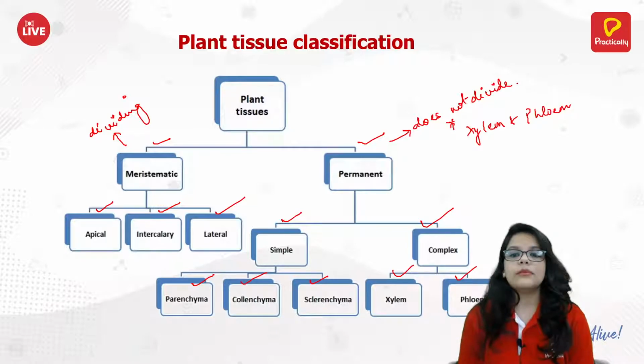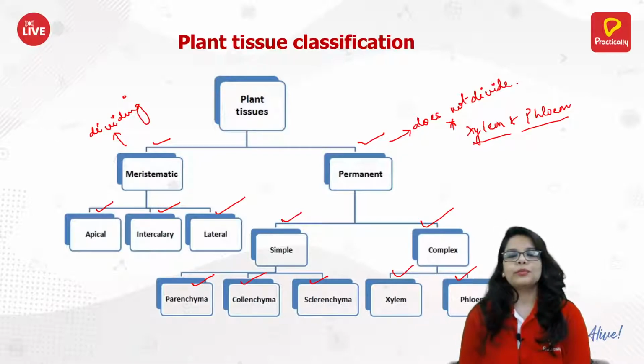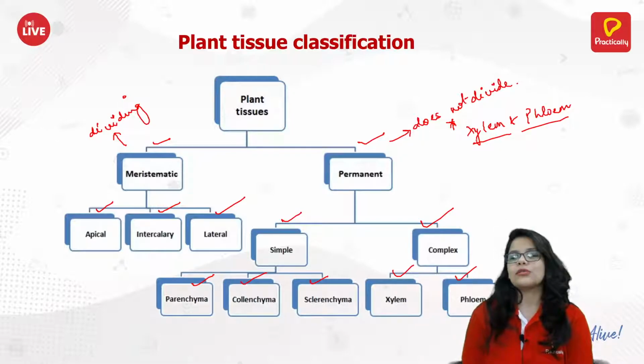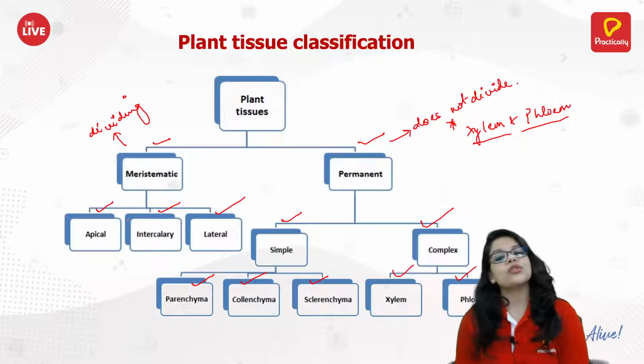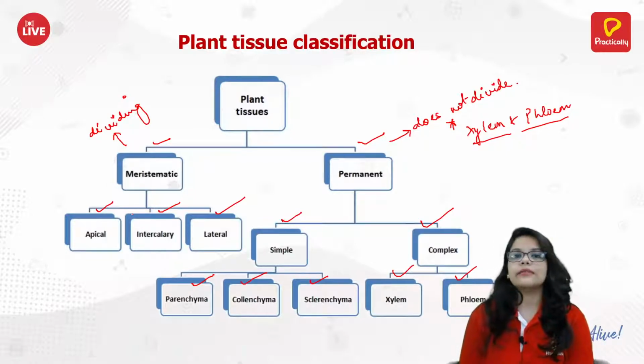Okay, so xylem and phloem are very favorite topics of the people who are setting the questions. So you can always expect either 1 or 2 questions coming from this part. So we'll talk about each of these things. We'll talk about the meristematic, apical, intercalary, lateral. We'll also talk about simple, complex, xylem, phloem. We'll be talking about everything today.